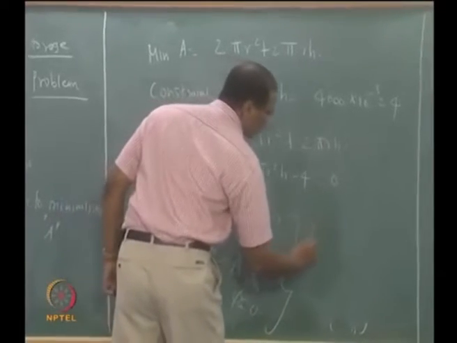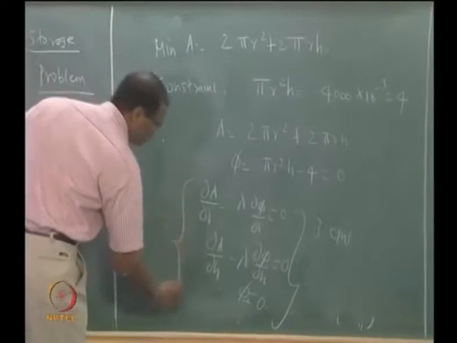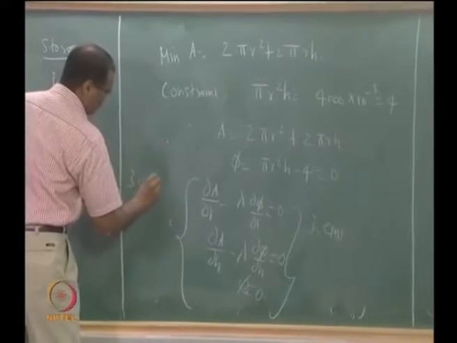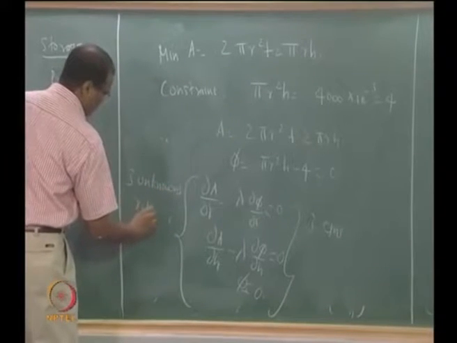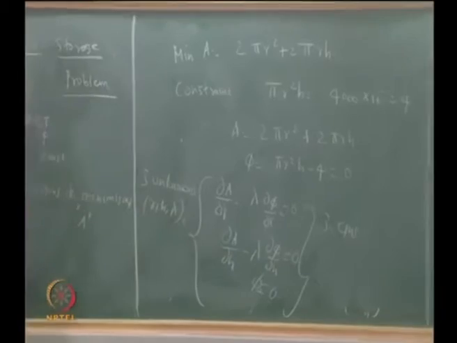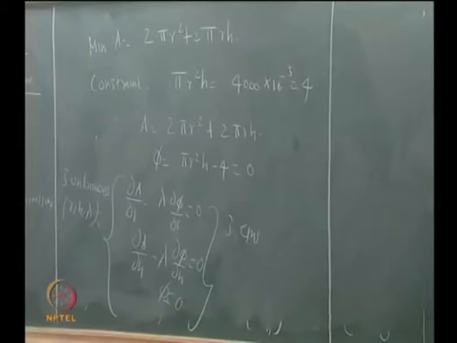So 3 equations and 3 unknowns. Don't ask me, sir, what happened to A. Finally we will get A. Don't worry, A is the global unknown. We don't worry about that. The unknowns are R, H, and lambda, and then we can start doing that.